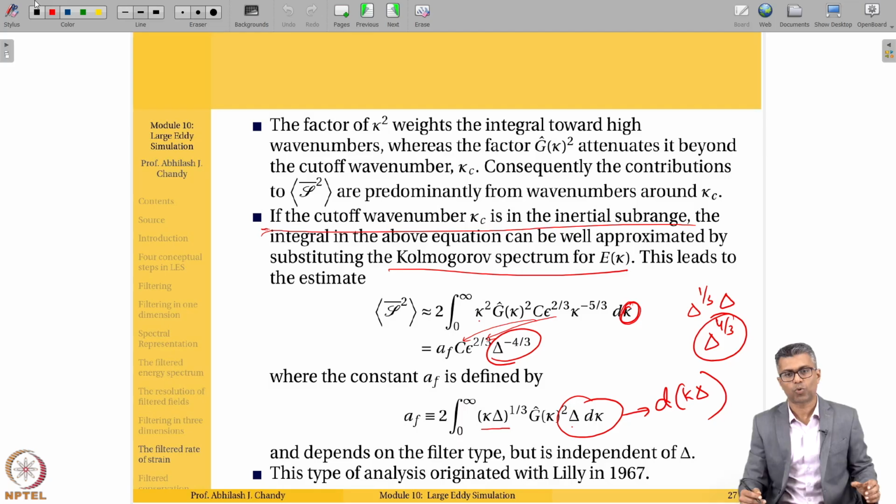Hello everyone. We ended the last class where we derived an expression for the characteristic rate of strain. As you see on the screen, L squared mean is this expression here, AF times C epsilon to the 2/3 and delta to the negative 4/3, where AF is given by this expression. I did say we'll come back to this later, but keep this in mind. This is an expression for the characteristic rate of strain, and this was a development started originally by Lilly in 1967.